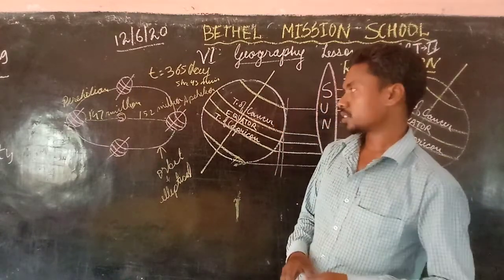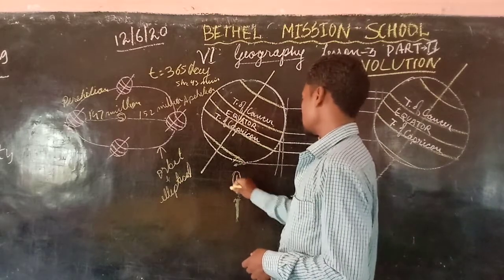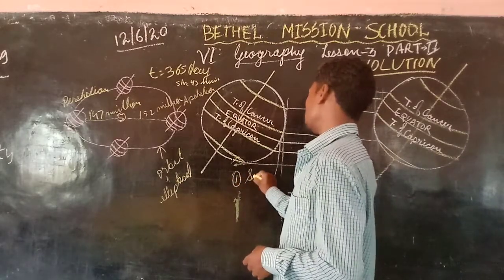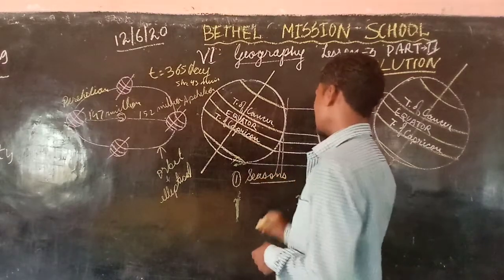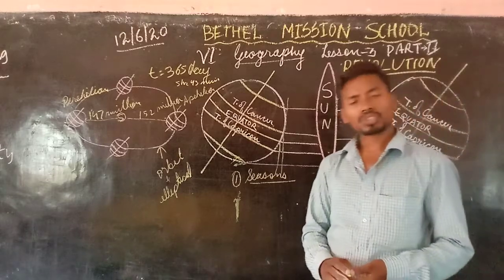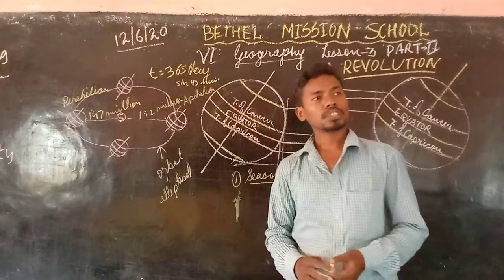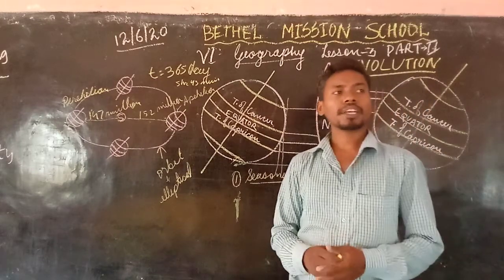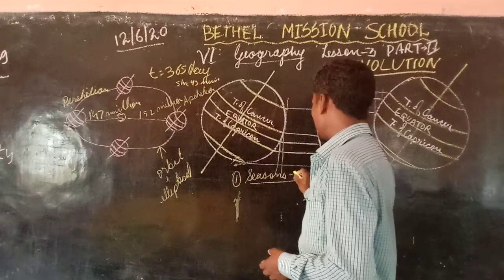The major effects of revolution: number 1, seasons. Seasons occur because of the revolution of the earth. If the earth had not done its revolution, there would not have been any seasons. So this is the very important part.